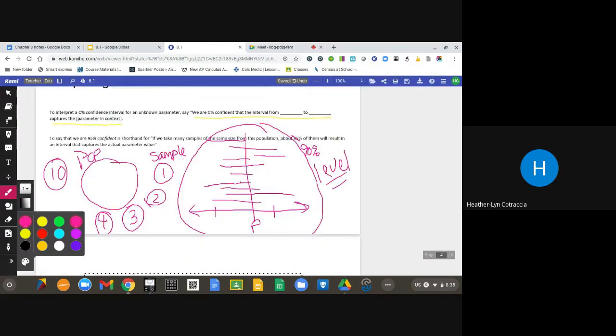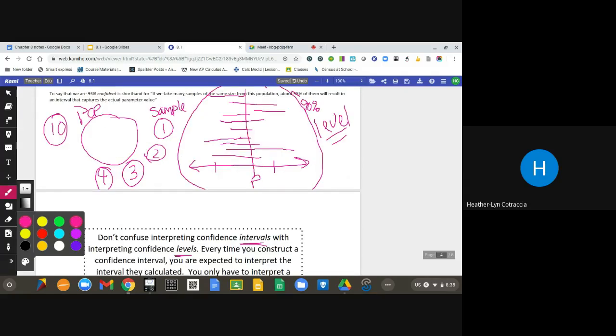We are C% confident that the interval from blank to blank captures. If I'm asking you to interpret a level, it's that if you were to take many samples of the same size, about whatever percentage will result in an interval that has the true population proportion. Okay?